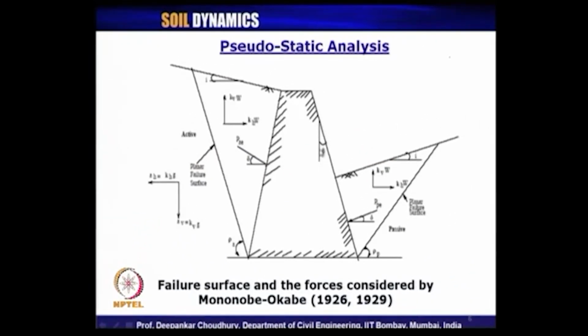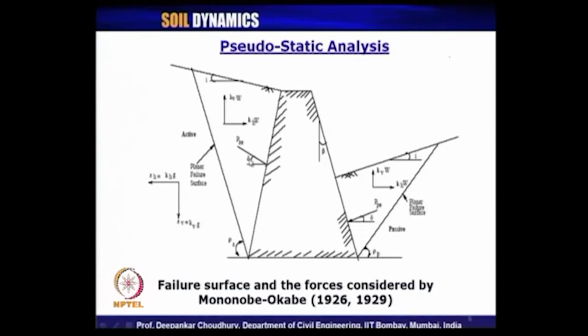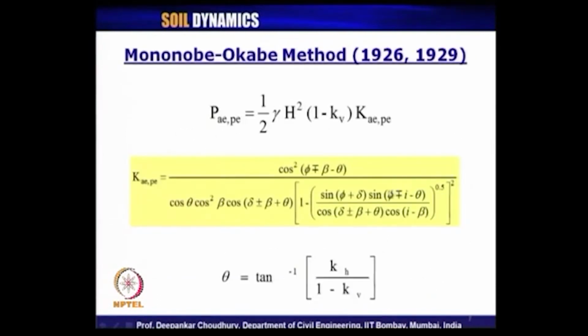Here beta is nothing but the angle of inclination with respect to the vertical, the face of the wall. i is the angle here for the backfill soil, and delta is the wall friction angle. You can see here this is delta, and phi is the soil friction angle, and theta is another angle which can be estimated by using this relation of tan inverse kh by 1 minus kv. It actually satisfies the criteria of shear fluidization.